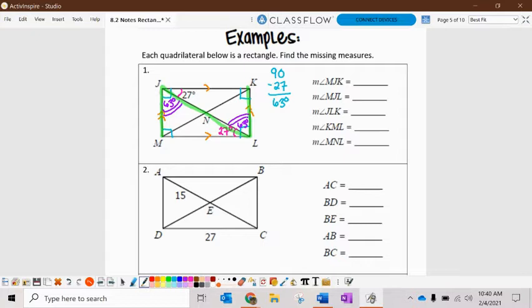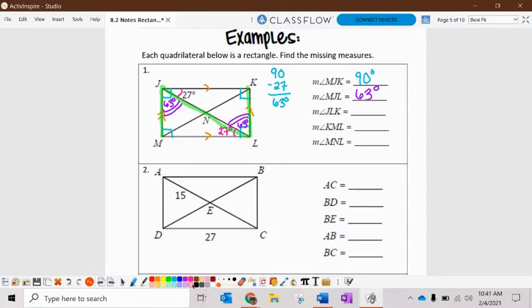Let's see what they asked us for and if we need to figure out more. So they want the measure of angle MJK. Well, the measure of angle MJK is just that big right angle in the corner, so we know that's 90 degrees. They want the measure of MJL. That's that purple angle we just found that is 63 degrees. Okay, they want the measure of angle KML. Now, we haven't found KML yet, so let's work on figuring out how we can figure out what the measure of angle KML is.